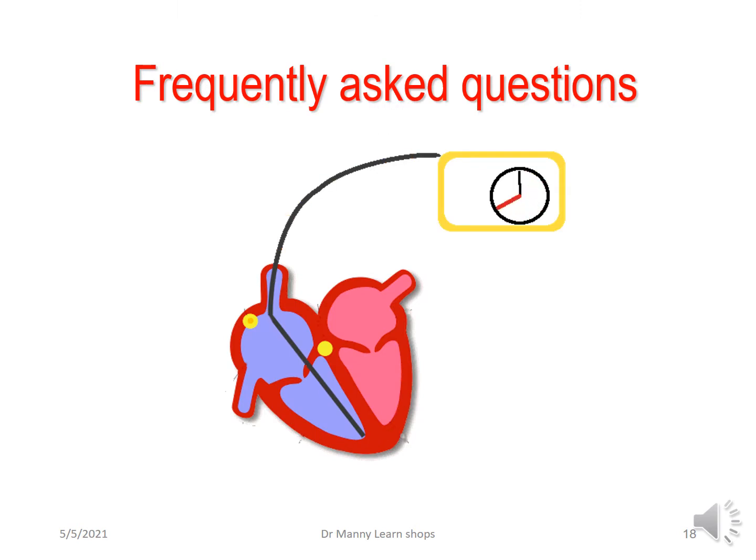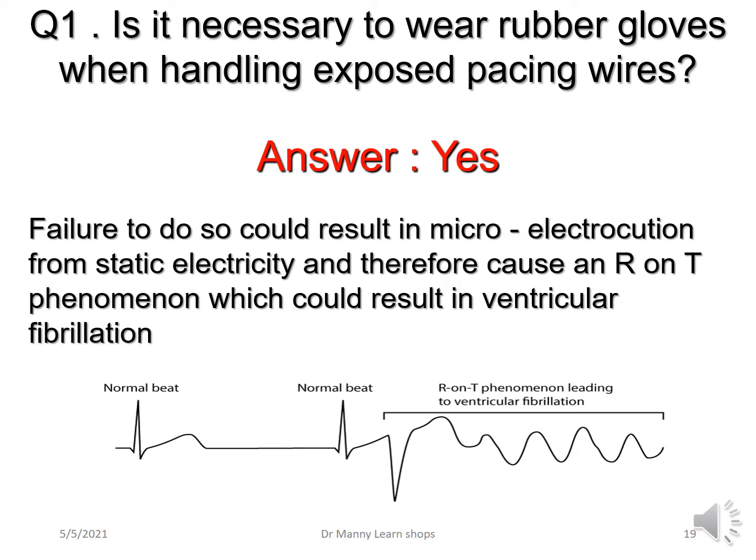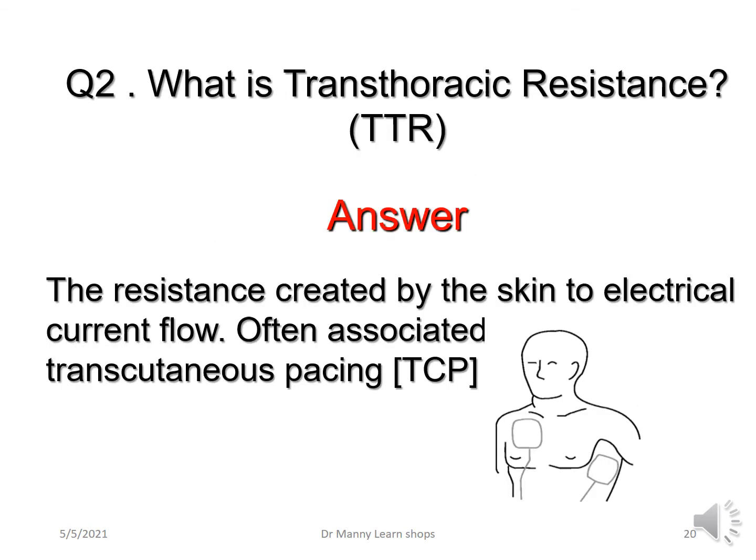So these are some frequently asked questions that I've encountered over my career. Is it necessary to wear rubber gloves when handling exposed pacing wires? The answer is yes. Failure to do so could result in microelectrocution from your static electricity and therefore cause a potential R on T phenomenon, which could result in ventricular fibrillation.